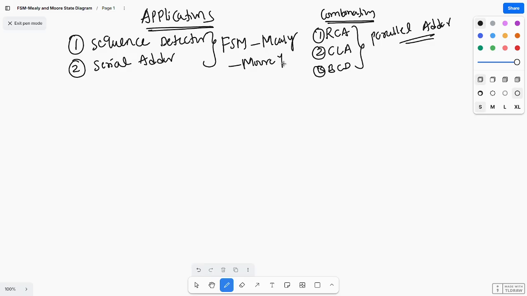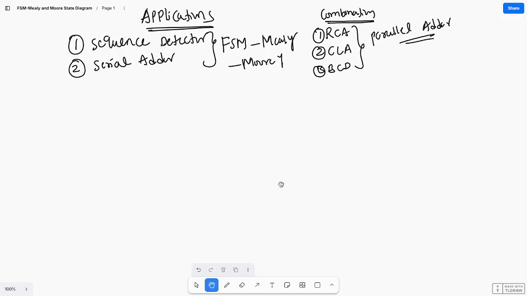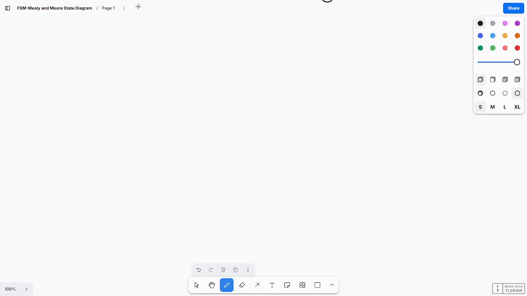First we'll discuss the sequence detector.